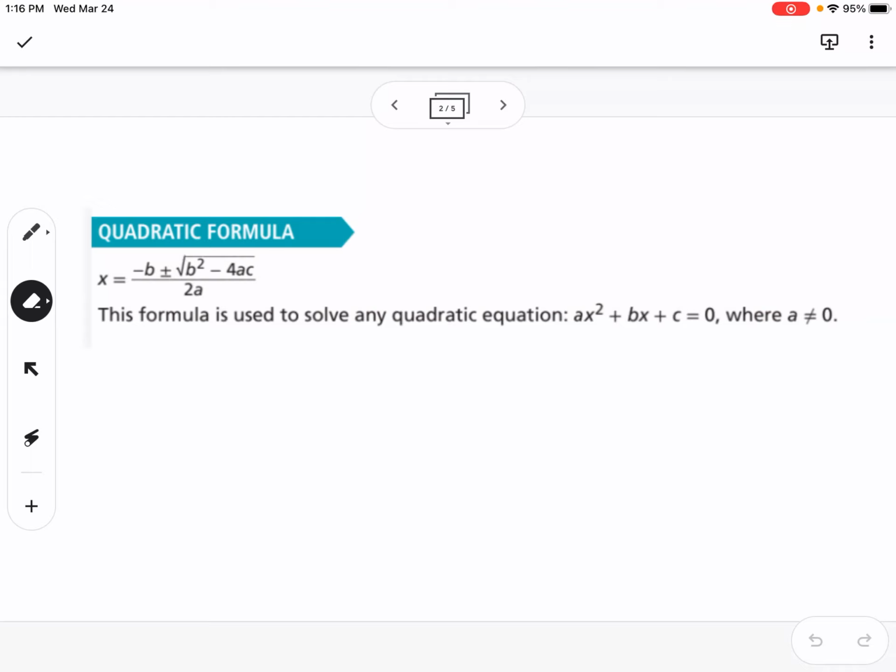So if we have the quadratic equation in the form ax squared plus bx plus c, our quadratic formula is x equals negative b plus or minus the square root of b squared minus 4ac all over 2a.